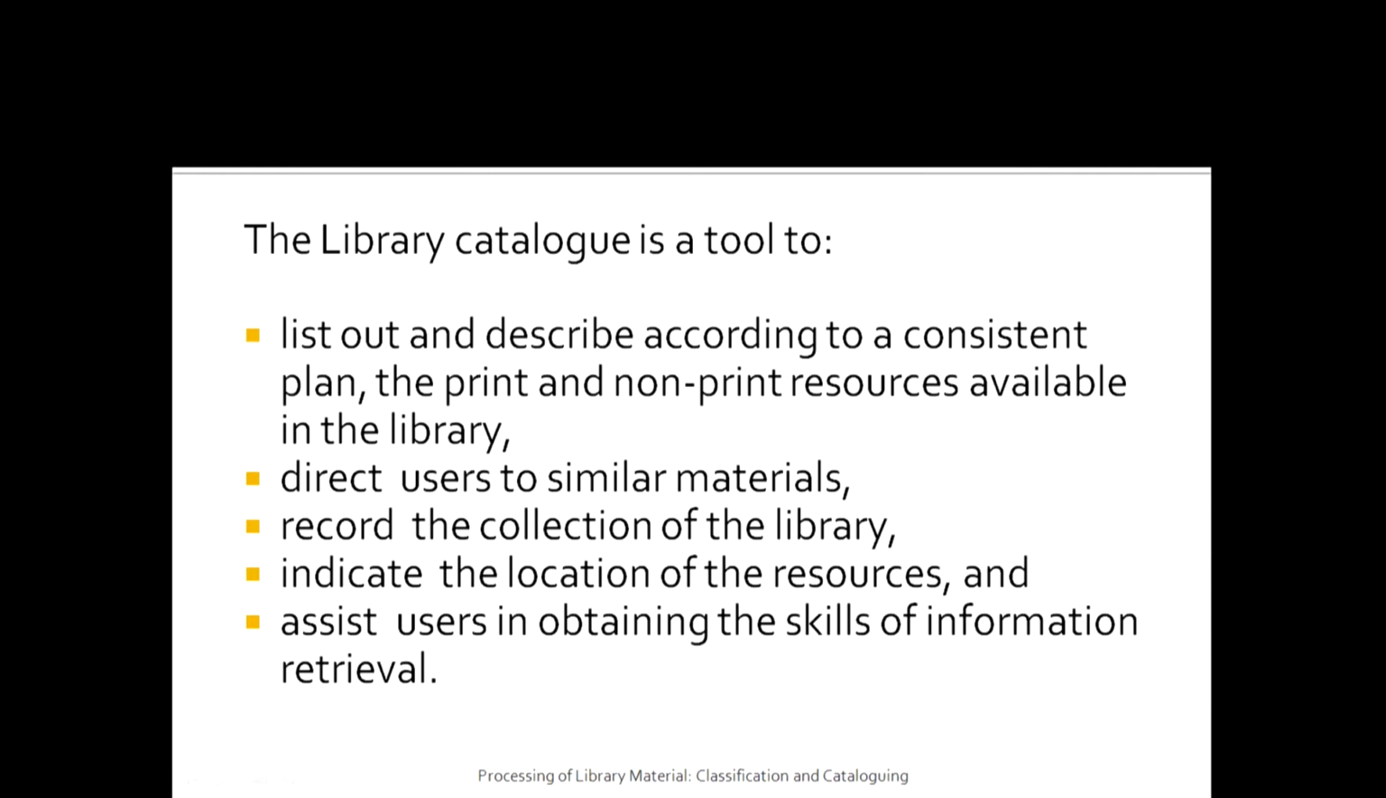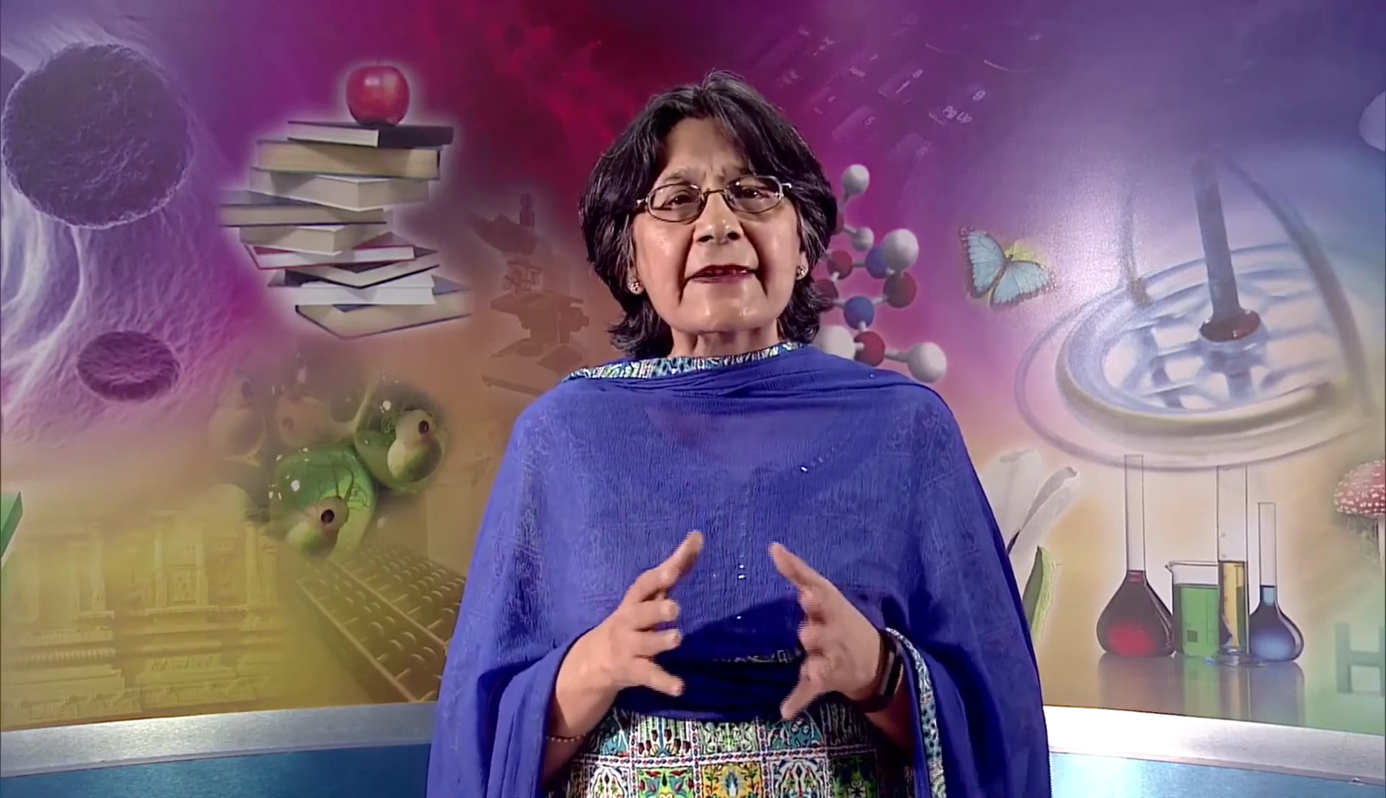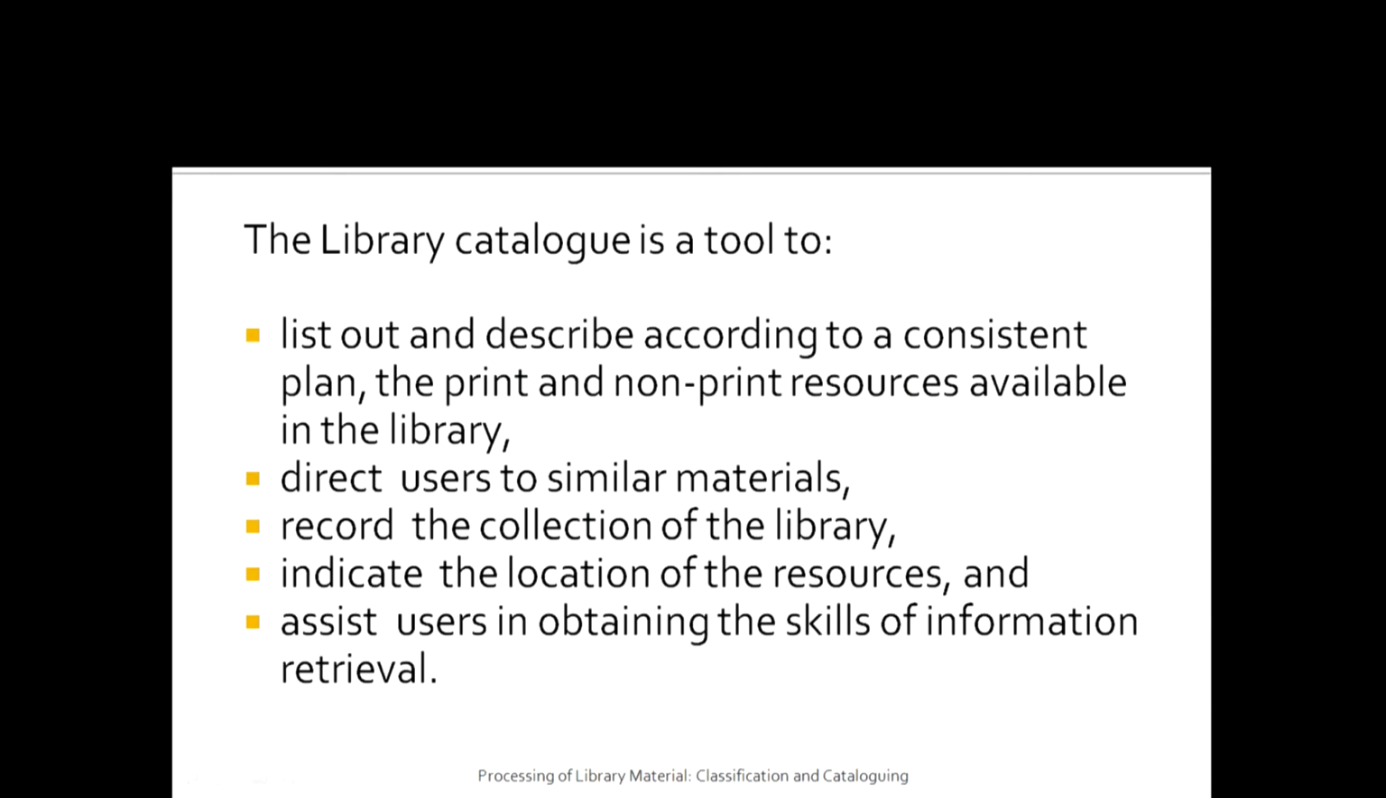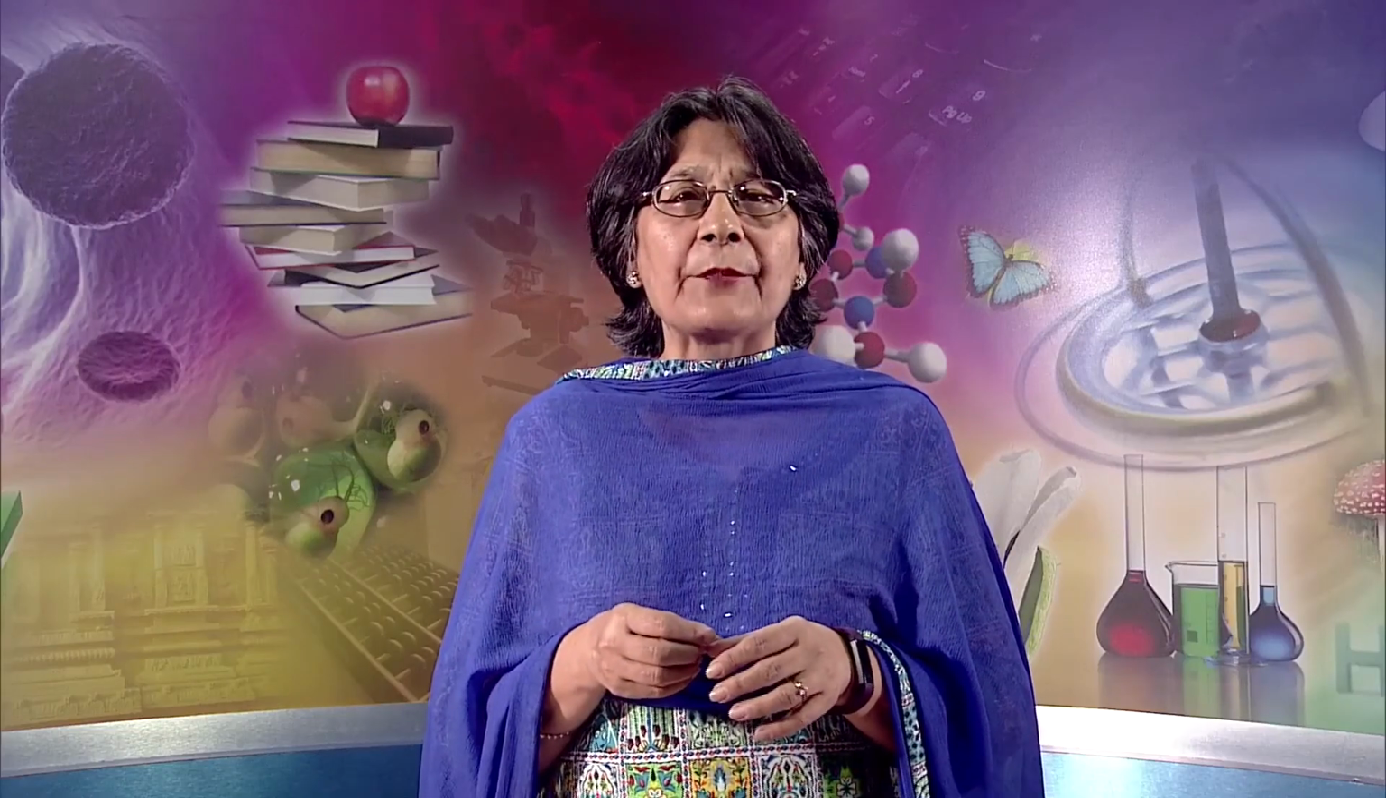Besides this, it gives directions to the users to similar materials, because whatever documents are on a same subject, the catalog will lead the users to that particular place on the shelf. Then we can record the collection of the library. Besides this, it indicates the location of the resources, because when we take a look at the library catalog, it will tell us which document can be found at which classification or class number. Then lastly, it assists users in obtaining the skills of information retrieval. There are several uses of library cataloging, because the library catalog enables users to retrieve information efficiently.